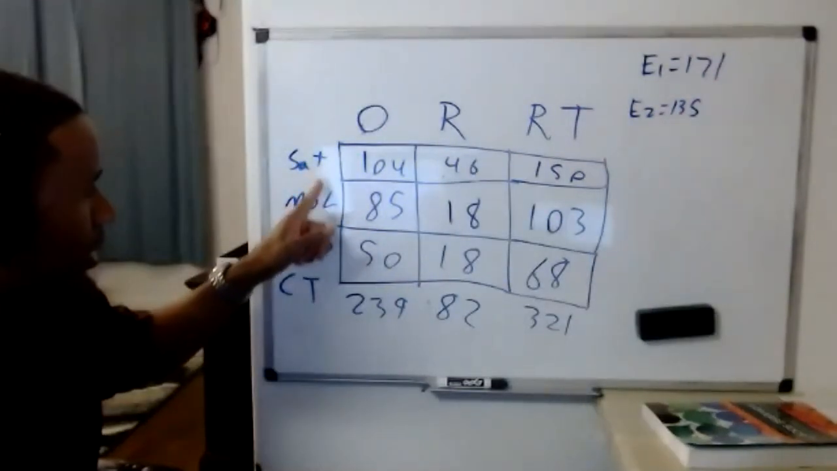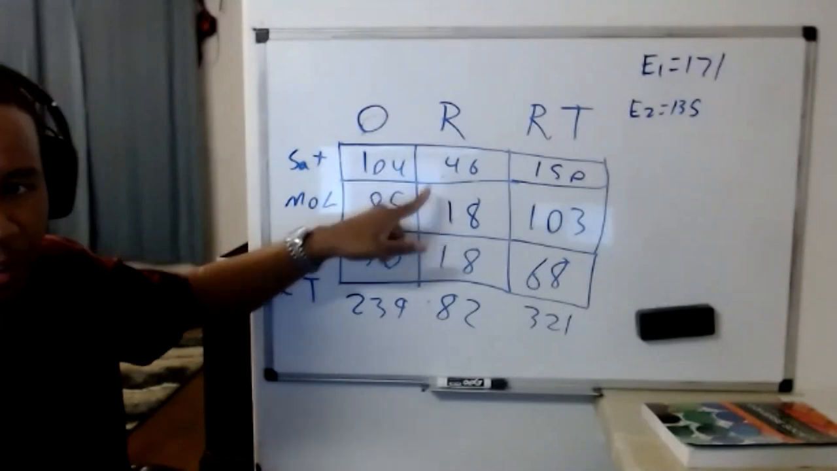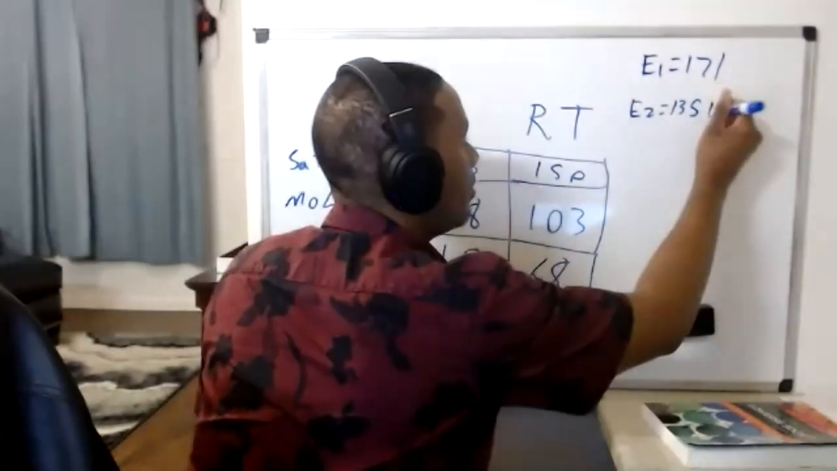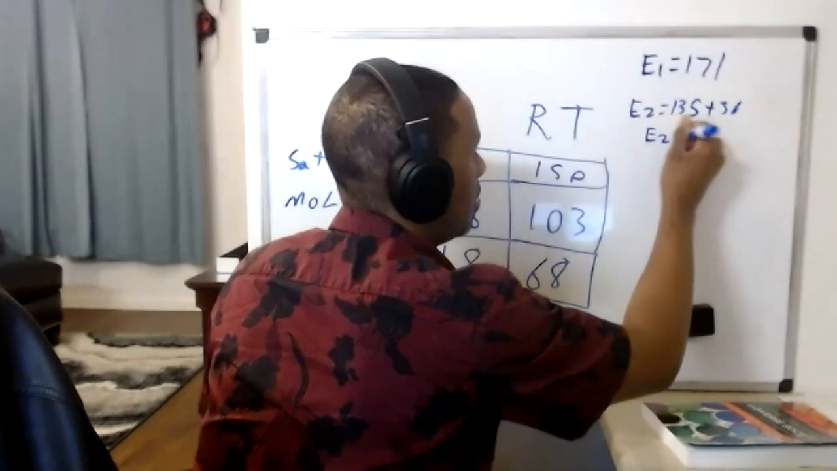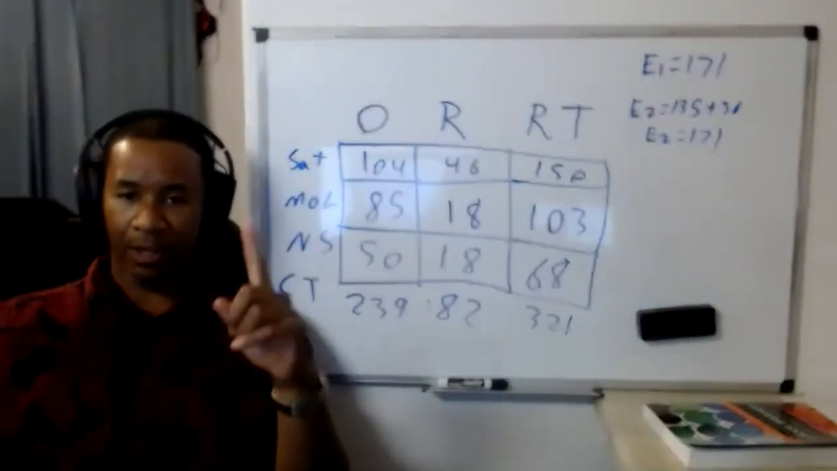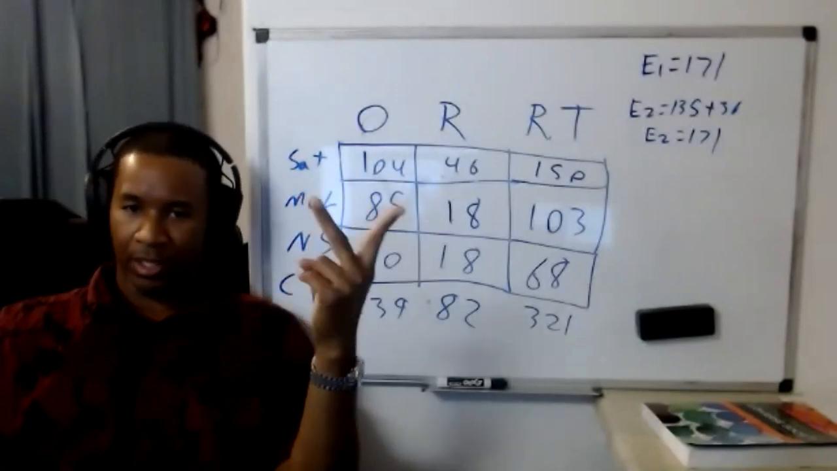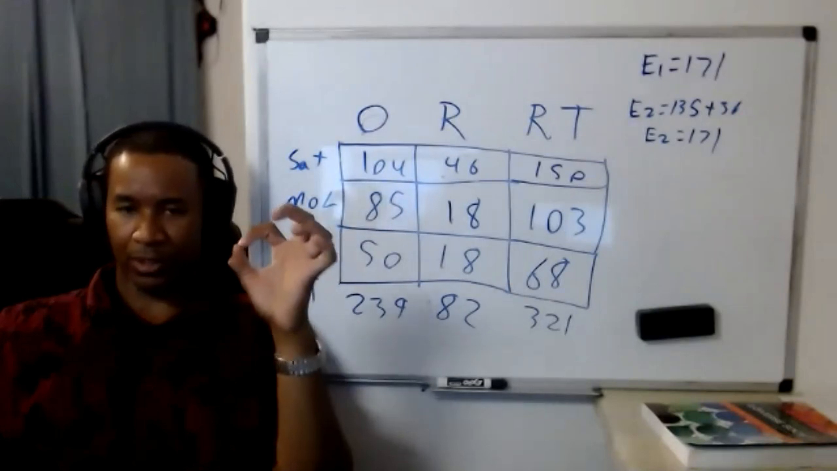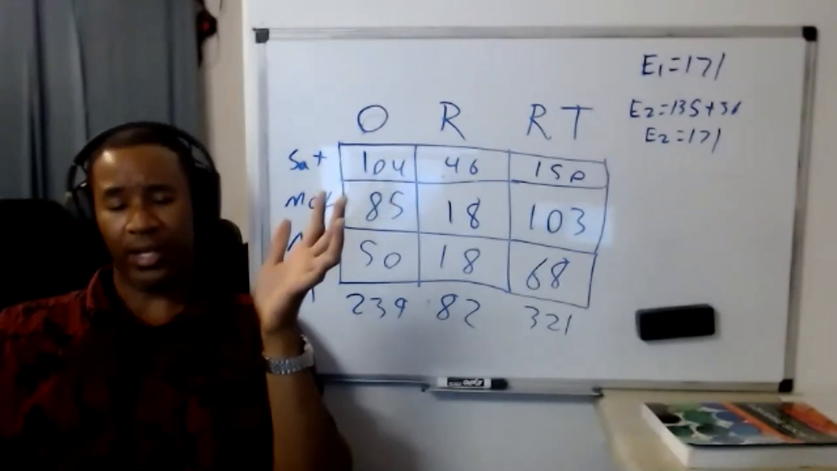Am I going to predict satisfied more or less or not satisfied? I'm going to predict satisfied because this is the biggest number. 18 plus 18 gives me 36, which is going to give me an E2 equal to 171. Probably doesn't take a rocket scientist to figure this out. E1 is 171, E2 is 171. E1 minus E2, 171 minus 171 gives us 0, divided by 171 gives me a lambda equal to 0. Okay. What happened here?